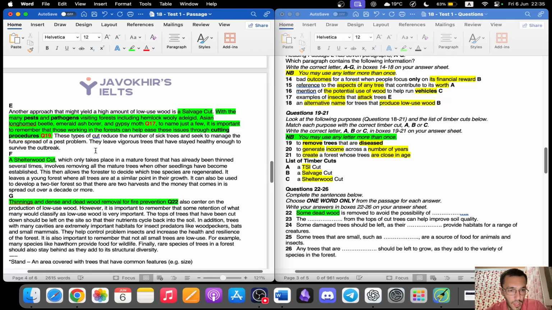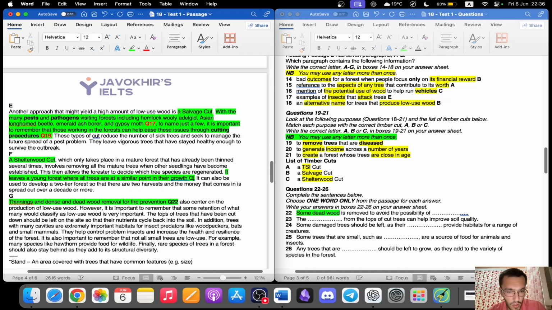Now, shelterwood cut, which only takes place in a mature forest that has already been thinned several times, involves removing all the mature trees when other seedlings have become established. This then allows the forester to decide which tree species are regenerated. It leaves a young forest where all trees are at a similar point in their growth. I think this passage is very easy. To create a forest whose trees are close in age.